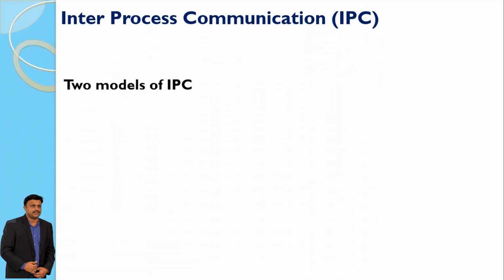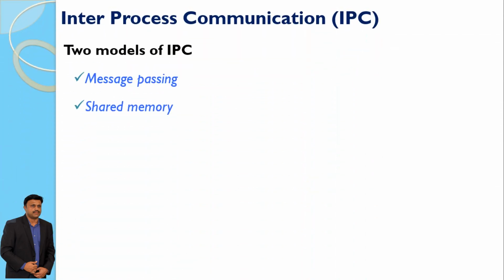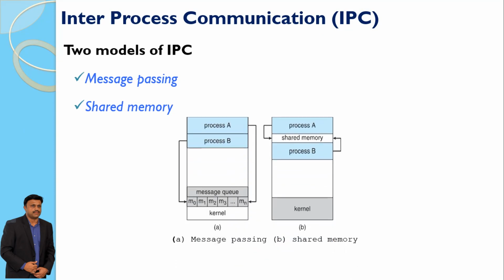Inter-process communication allows processes to communicate and synchronize their actions. It can occur between related or unrelated processes, facilitating coordination.